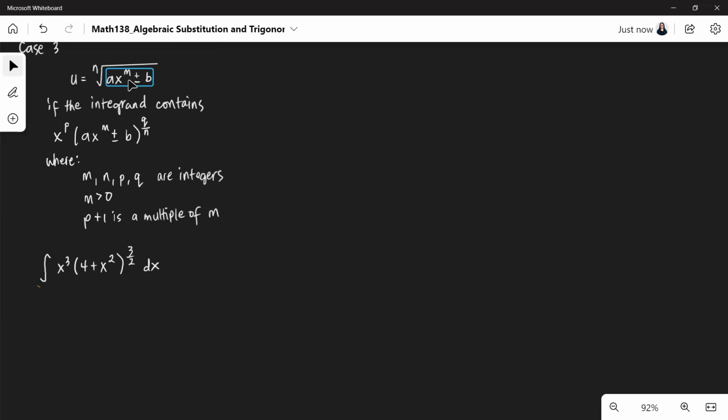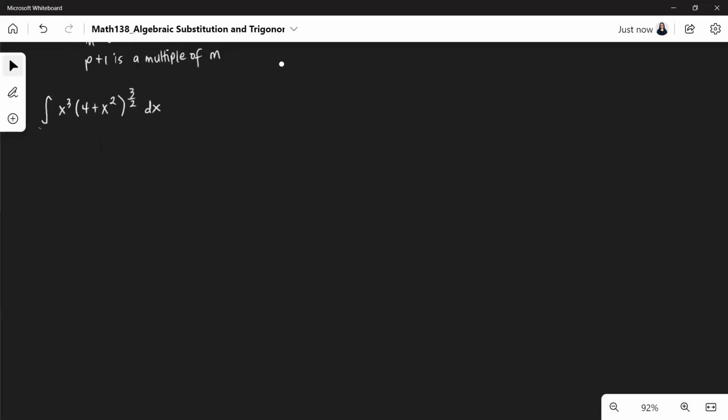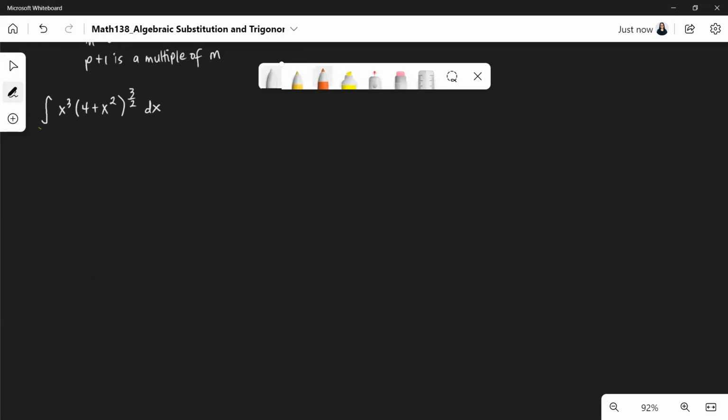Okay, so let me write those values M, N, P, Q in alphabetical order. So, para klaro, no? M, again, is the power of the function inside the parenthesis, the one being raised to a fractional power. And then N is the denominator of the fractional power, so meaning 2. And then P is the power of the function outside this function being raised to a fractional power. So it's 3, and q is the numerator of the fractional power. So it's 3. So all are integers.